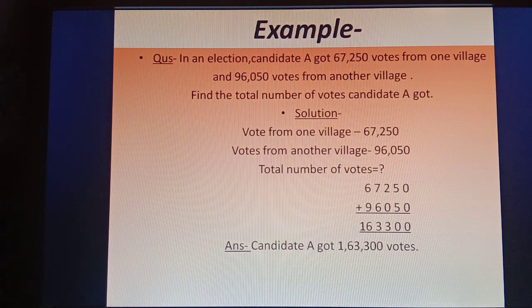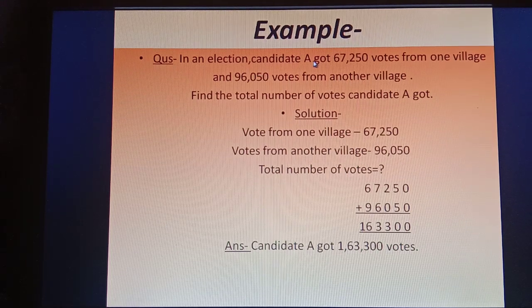I have given one example here of addition. Just see, the question is: in an election candidate A got 67,250 votes from one village and 96,050 votes from another village. Find the total number of votes candidate A got. Here you can see there are two numbers in the question. One is 67,250 votes which he got from the first village and 96,050 that he got from another village. You have to find the total number, so for the total you have to add both the numbers.